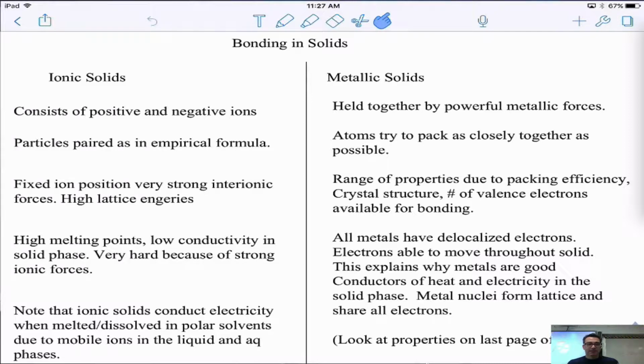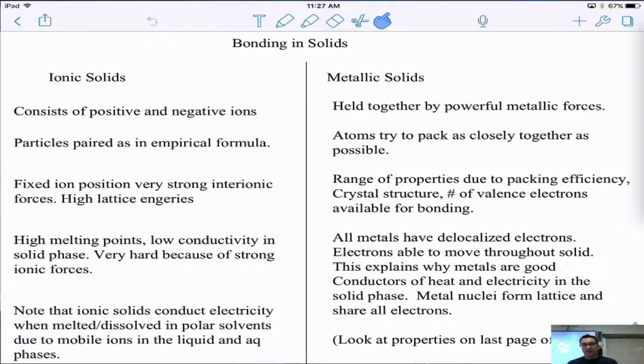So bonding in solids, the first type of solid is ionic solids, and we've talked about these, especially with lattice energy. Ionic solids have positive and negative ions. Those ions are paired together in an empirical formula, the idea being that the charges will balance each other. Now these ionic forces are really, really strong, so an ionic solid is going to have a high melting point.